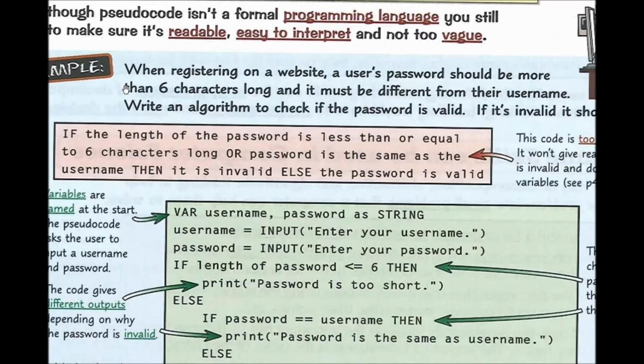It's a really good idea to look at the question again. Every few minutes, every few seconds when you're doing it, look at the question again to make sure you have grasped what it's asking for. So when registering on a website, a user's password should be more than 6 characters long, and it must be different to their username. Write an algorithm to check if the password is valid. If it's not valid, it should show why.